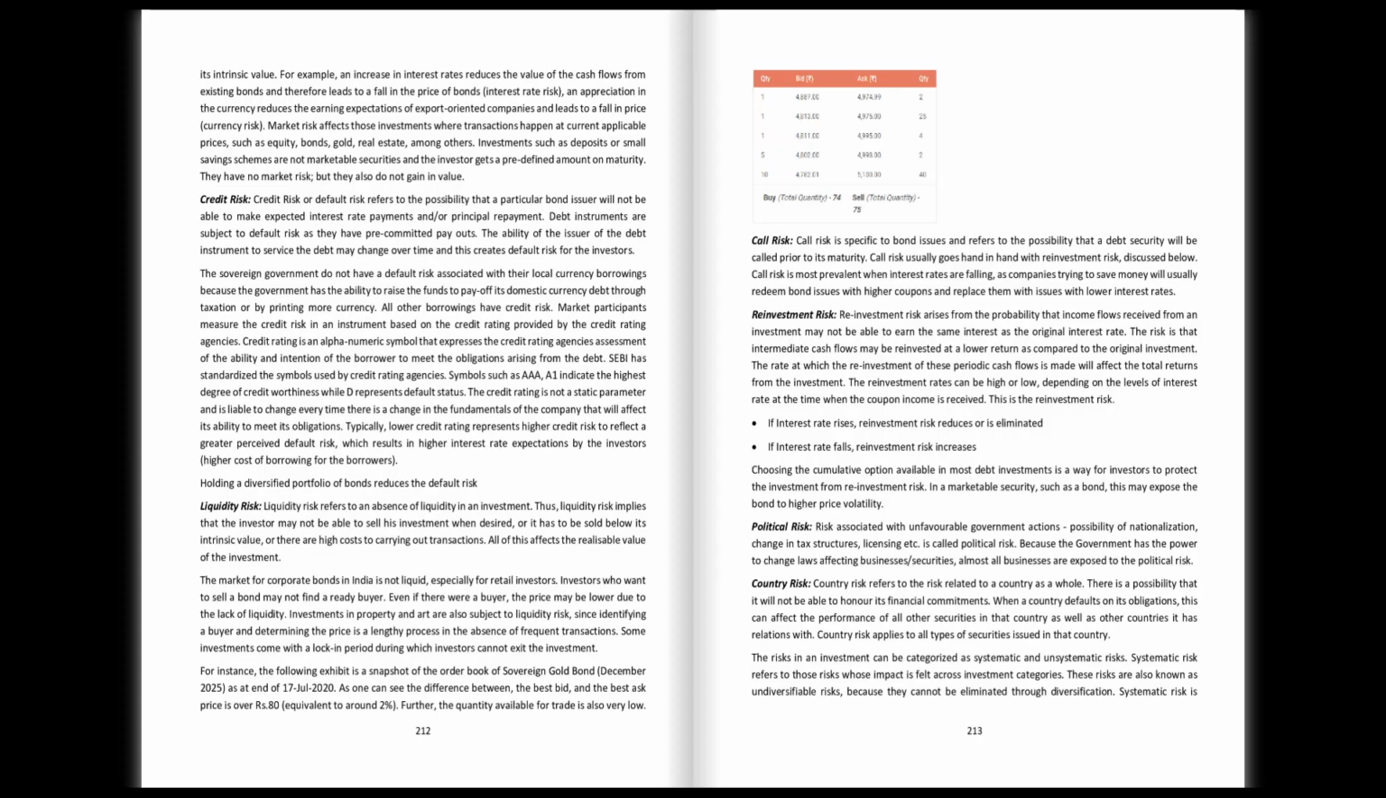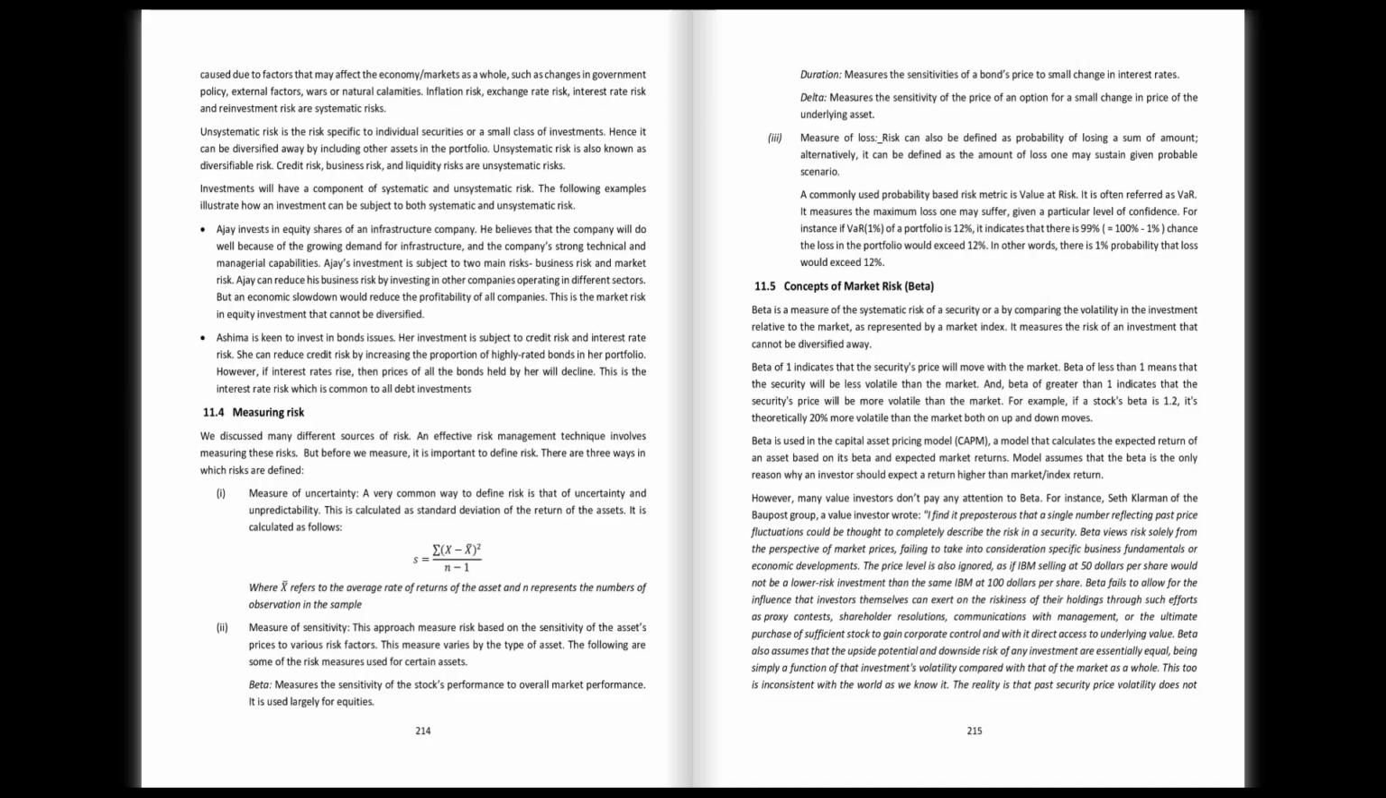The risks in an investment can be categorized as systematic and unsystematic risks. Systematic risk refers to those risks whose impact is felt across investment categories. These risks are also known as undiversifiable risks because they cannot be eliminated through diversification. Systematic risk is caused due to factors that may affect the economy/markets as a whole, such as changes in government policy, external factors, wars, or natural calamities.